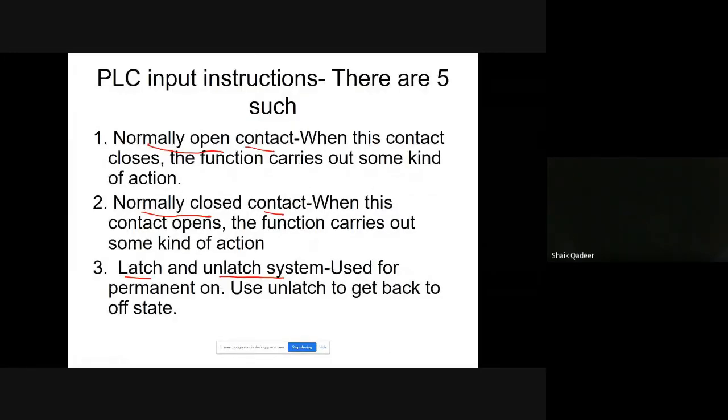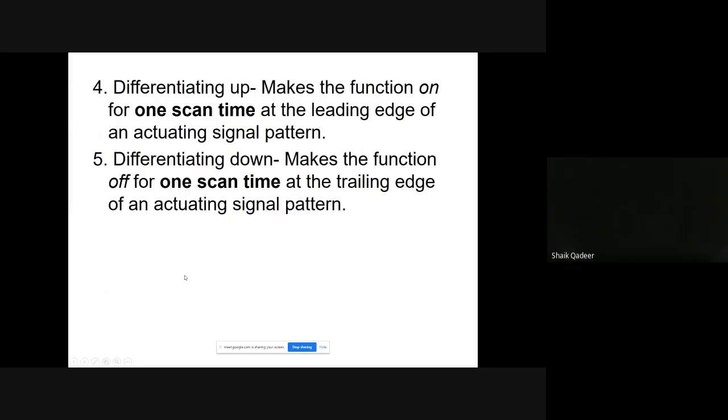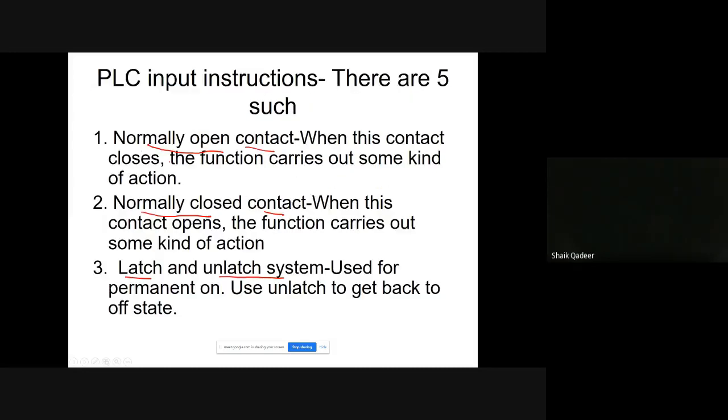Latch and unlatch are actually input instructions but used in the place of output. Differentiating up is another input instruction. Differentiating down is again another input instruction. Altogether, there are 5 basic PLC functions which we can use to get the logic input information from the outside world. Okay, let us start with the first one.